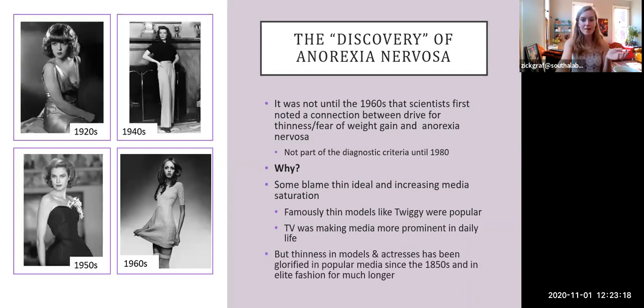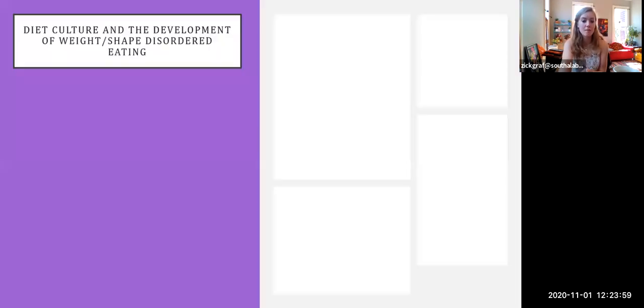thinness in women has been glorified and considered attractive for a really long time. These are just famous women from the 20s through the 60s. While Twiggy may have been especially extra thin, all of these famous actresses and models were thin. So thinness in models and actresses has been popular since before the first descriptions of anorexia nervosa. And women have been expected to maintain a relatively slim figure for a really long time. Women's beauty ideals haven't involved a lot of curvaceousness since the Renaissance. So women have been experiencing pressure to be thin for a long time, yet thinness was not part of the diagnostic picture of anorexia nervosa until the 80s.